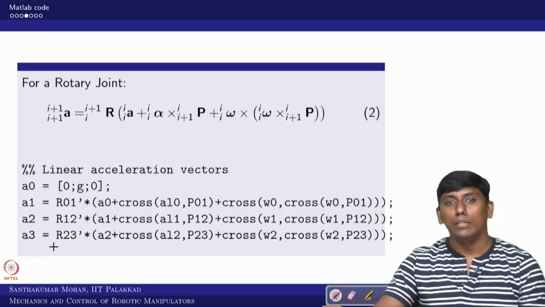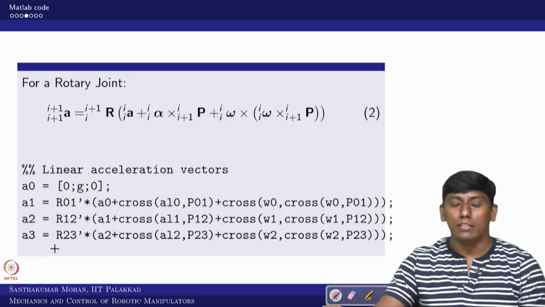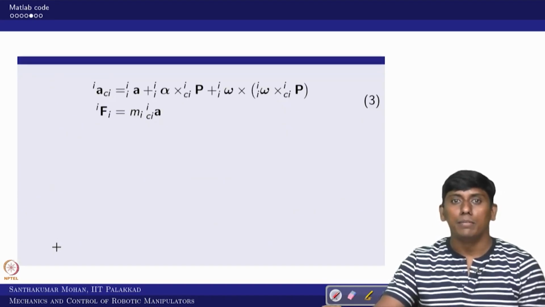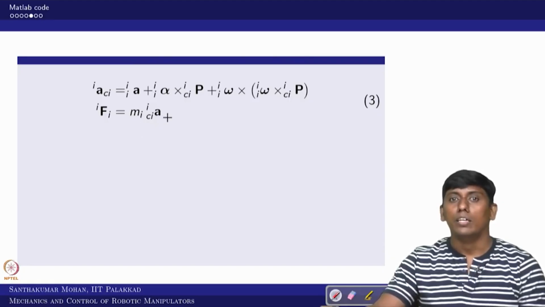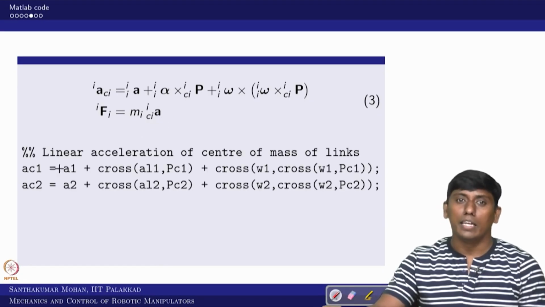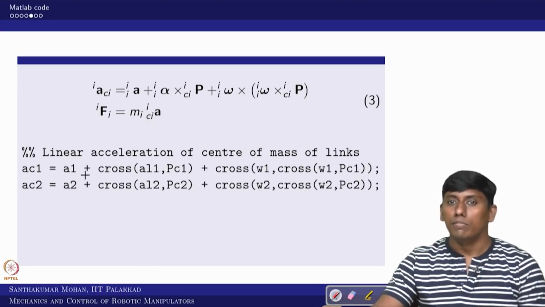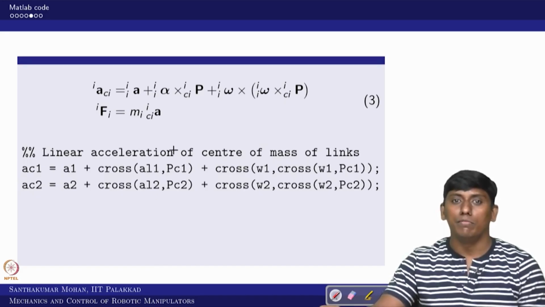Now what do we need to know? We need to know A1C and A2C, the linear acceleration of the center of mass of link 1 and link 2. This can be derived in this form. For the inertial force you need this centroidal acceleration. So we have derived AC1 and AC2 based on this equation, written in the general syntax.